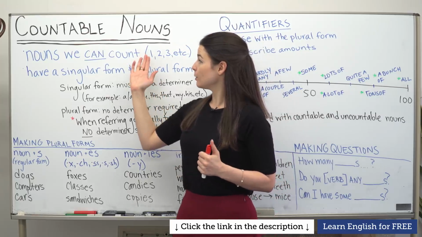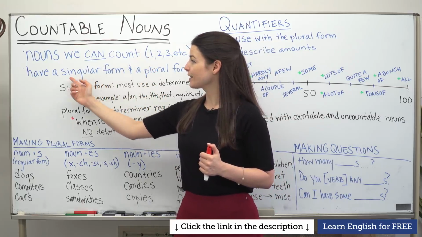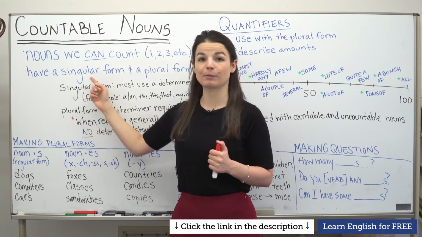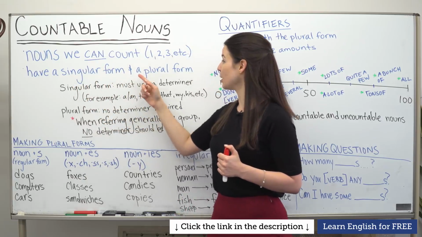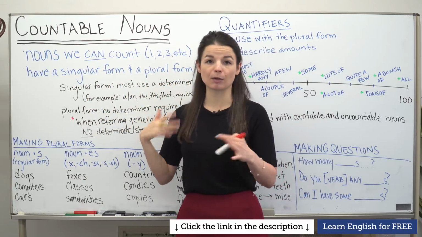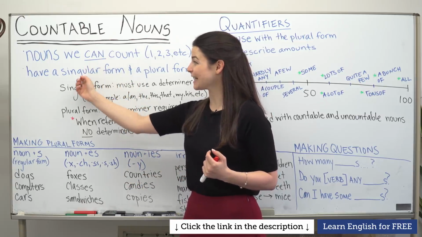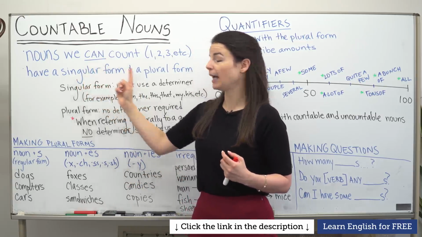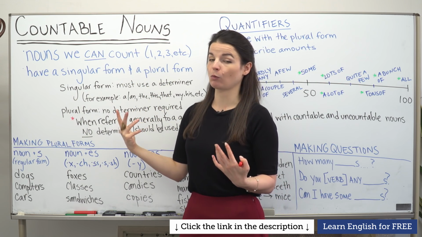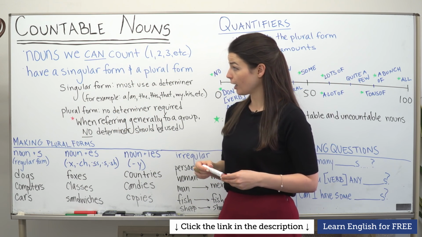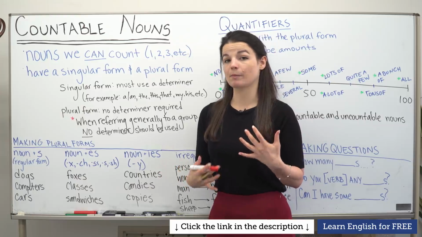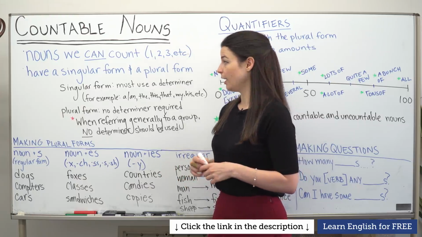Second, countable nouns have a singular form, single here, you can see single is the base, one, singular form, and a plural form, plural meaning more than one. So the words themselves have a singular form, one of something, and a plural form, more than one of something. A couple of notes about singular form and plural form, however.